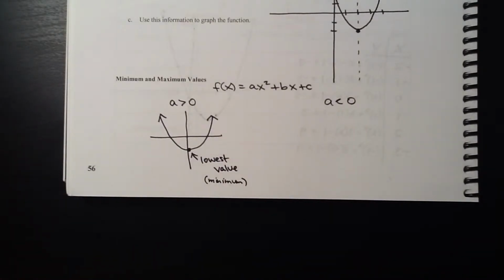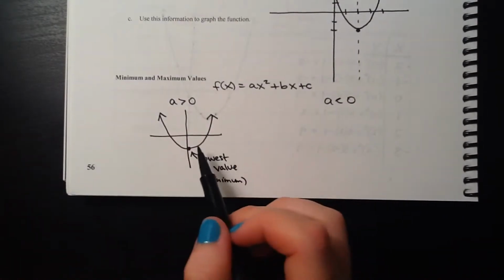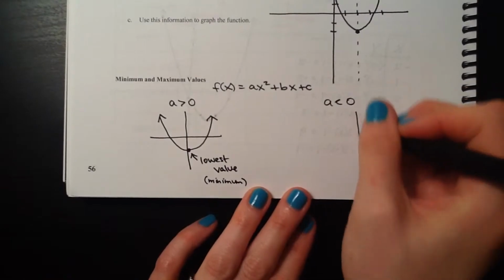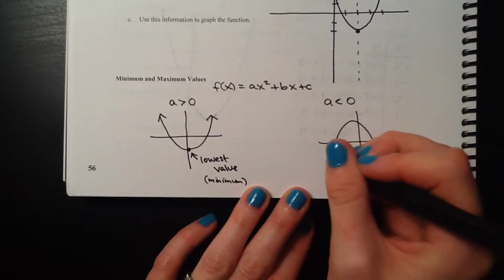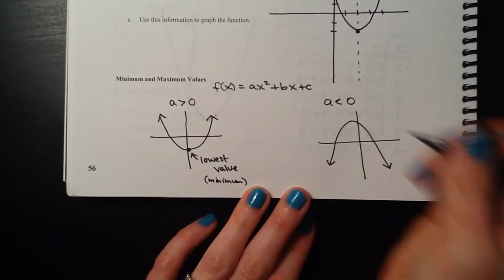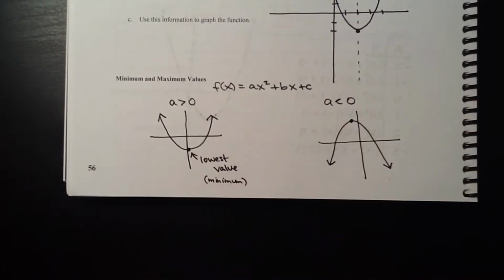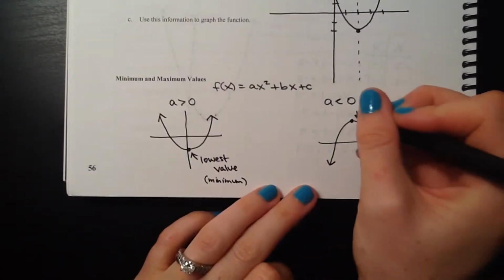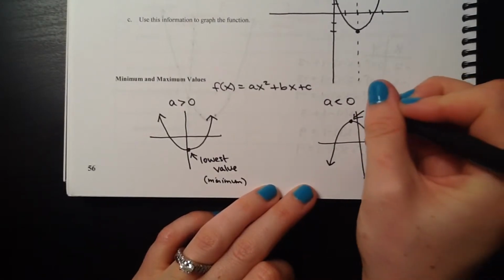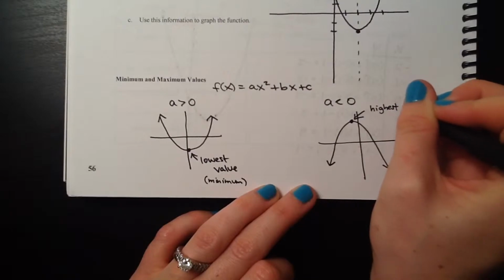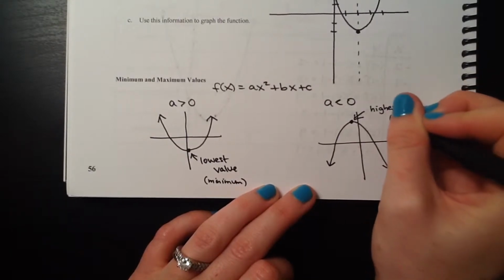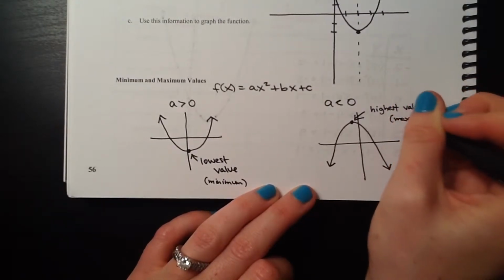So that's if A is positive. If A is positive, it's right side up, so the vertex would be the lowest value. If A was negative, then our parabola would be upside down, something like that. And if our parabola is upside down, then the vertex would be the highest value. So this value right here would be the highest value, also known as the maximum value.